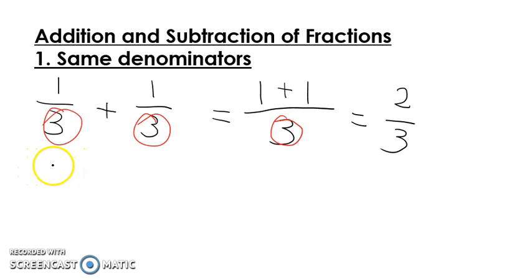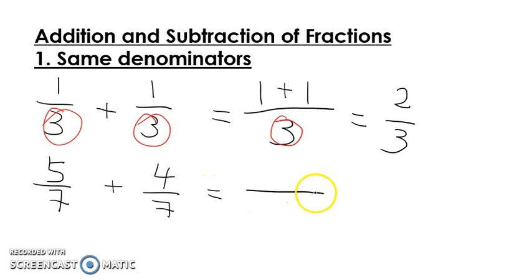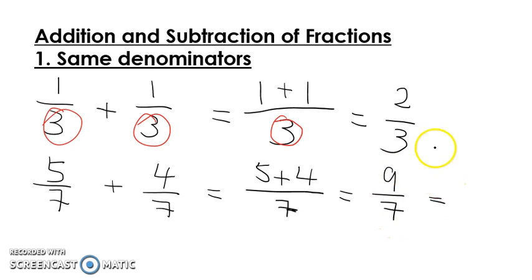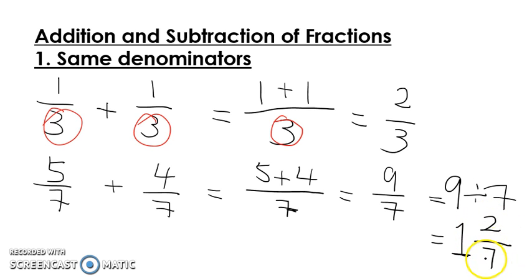Example number 2, if I have 5 over 7 plus 4 over 7. The answer will equal, keep the denominator exactly the same, 5 plus 4, which would equal 9 over 7. Now, just so you know, we actually prefer you leave it as a mixed number. Because 9 over 7 is an improper fraction, we do 9 divided by 7, and you should end up with 1 and the remainder 2 over the same denominator, 7.